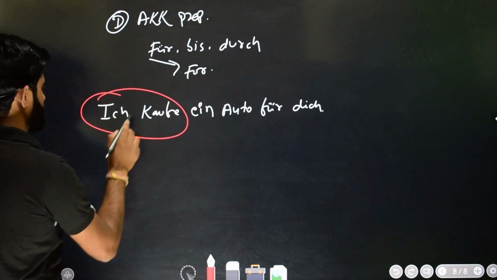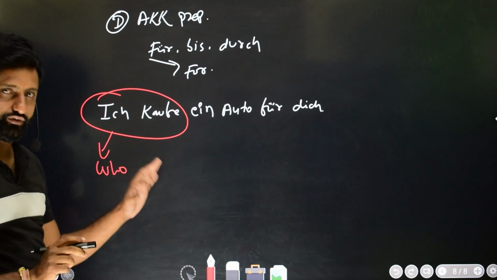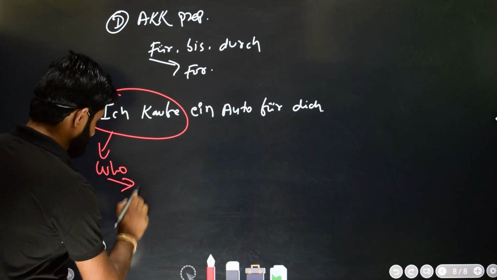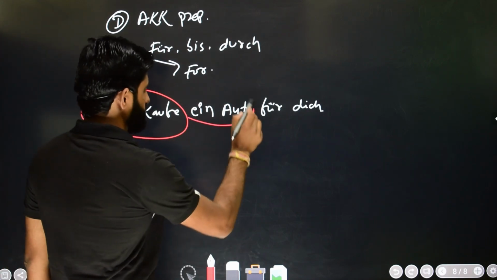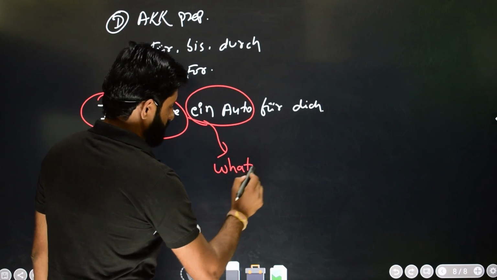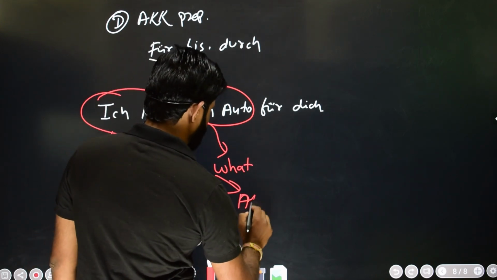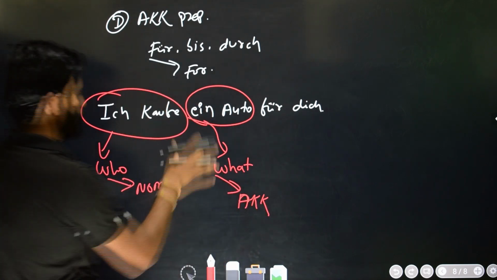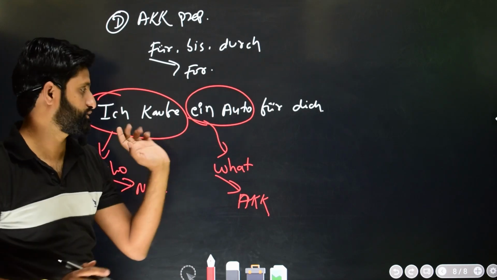Who is going to buy or who is buying? We have already learned that whenever we have the question with who, it will be nominative. Here the question is with what. What? So it will be accusative. Or you can apply another rule, subject, object. Ich is a subject and the car is a direct object.